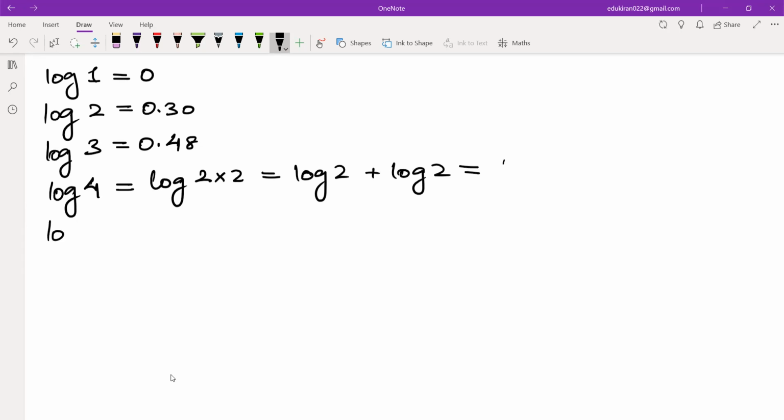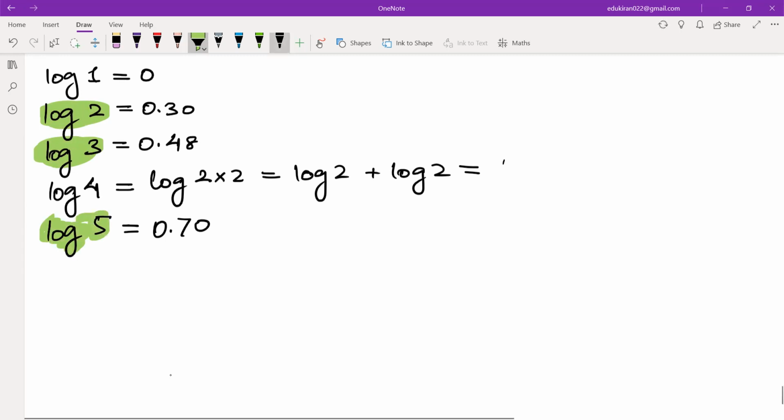Now I will give you log of 5. This is equal to 0.70. So these terms you have to remember. Log of 2, log of 3, and log of 5, the prime numbers, you have to remember. Log of 4 you can derive.